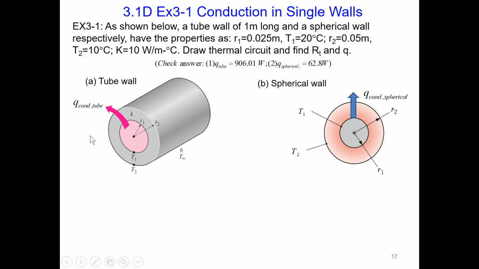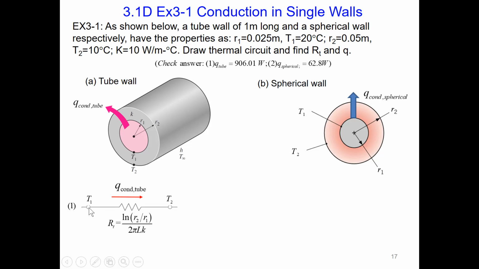Let's start with the tube wall. Where do we start? To get the unknown and draw the thermal circuit, we need to identify the heat transfer mode. Since we have a temperature difference, we have a conduction heat flow going through the thickness. Now we can draw the thermal circuit.